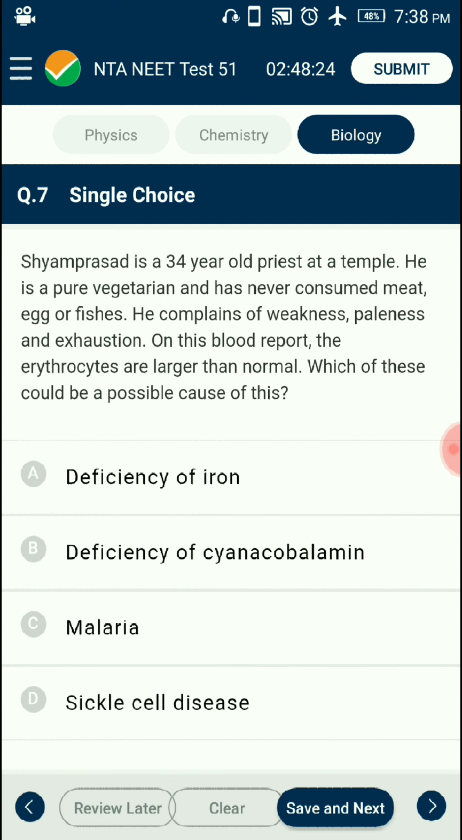In malaria and sickle cell disease, there is anemia due to blood loss. It is generally called hemolytic anemia. Deficiency of vitamin B12, generally called cyanocobalamin, and folic acid causes immature RBCs in the blood. Immature RBCs are larger than mature RBCs. Also, deficiency of vitamin B12 is commonly found in vegetarians, as most of the dietary sources of this vitamin are animal products. So the answer for this question is option B, deficiency of cyanocobalamin.